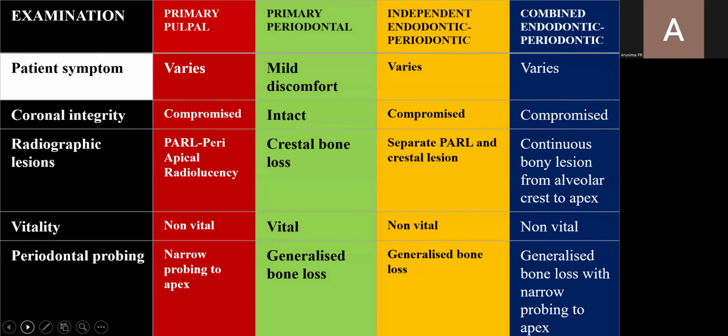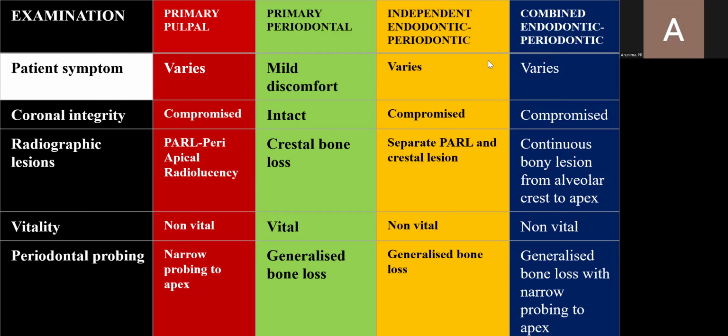So coming to the examination, for every student, time management to write the entire topic is always challenging. So for this topic, I suggest you use a table to differentiate between the lesions, so that you will cover the topic and present the complete theory. You can put up headings like the primary patient symptoms, coronal integrity, radiographic findings, vitality, and periodontal probing, and differentiate between the lesions as well.